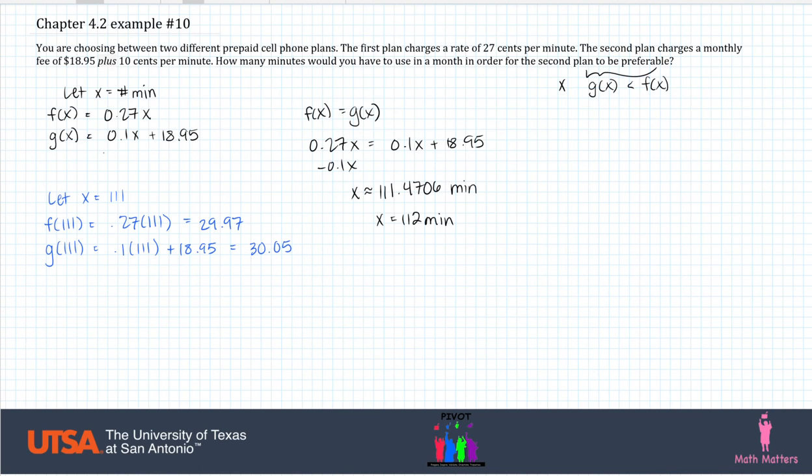But then let's look at x equals 112 after we rounded it. So f of 112 is going to give us 0.27 times 112, and this equals 30.24. And then we have g of 112, which is 0.1 times 112 plus 18.95, and that gives us 30.15. So at 112 minutes, the second plan is going to be cheaper, and anything above 112 is going to give us a better deal with the second plan g of x than the first plan f of x.